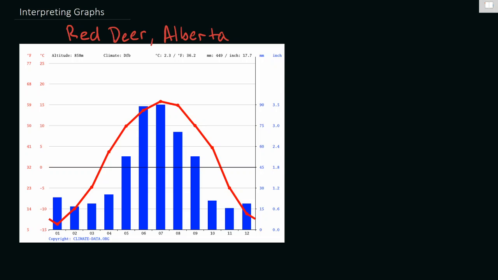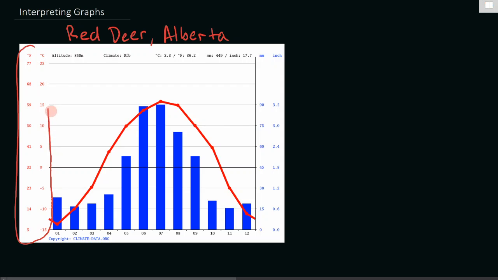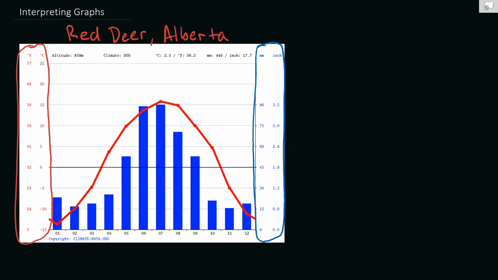On the left-hand axis, we have temperatures. These are in red, which is conveniently color-coded for the line graph. On the right-hand side, we have precipitation, which is how much rainfall there is. Of course, this is in metric, because everyone uses metric these days. The black line going across the graph is freezing. So 0 degrees Celsius is the freezing point.